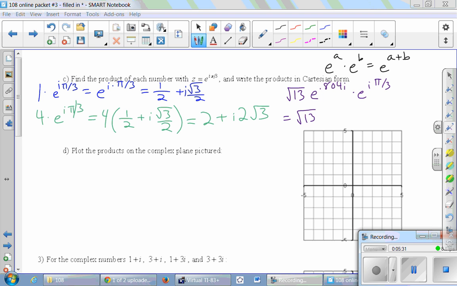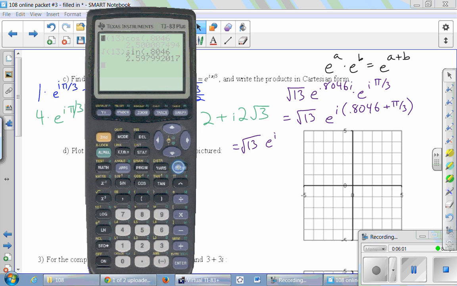Root 13 is just hanging out waiting for us to deal with this guy. So this is really e to the i times 0.8046 plus pi over 3. So that's using our property up there in black. Equals root 13, and then we just need to add these two guys up and get a single decimal. 0.8046 plus pi over 3 is 1.8518.